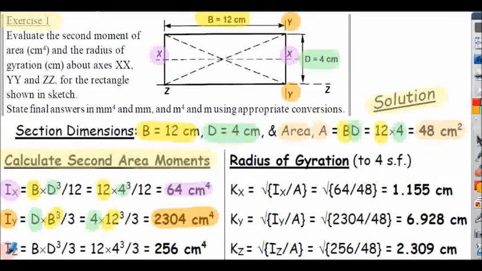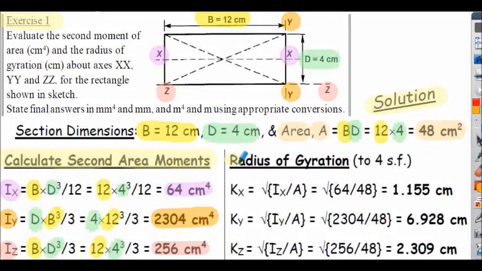The I about the z-axis, shown here on the diagram, would be, as is stated in the table, BD cubed divided by 3. Inserting the values, I about the z-axis is 256 centimetres to the 4.